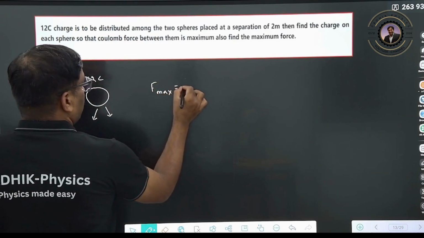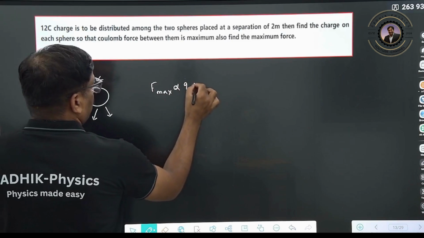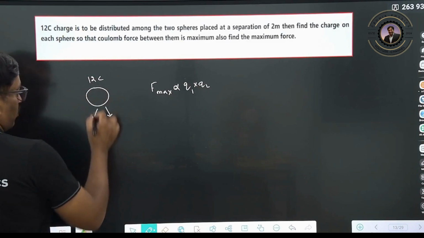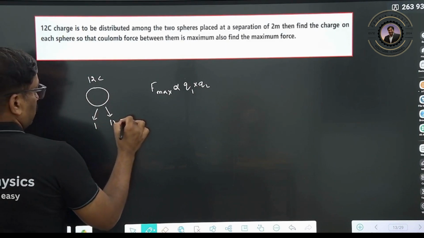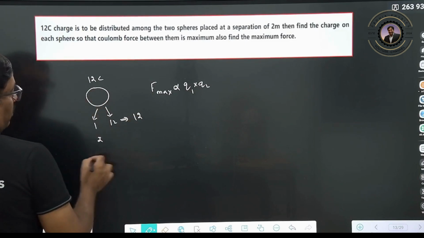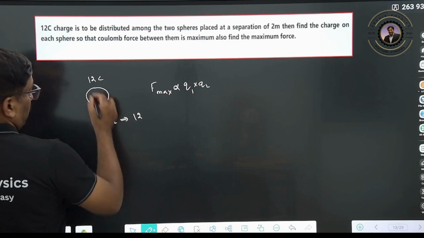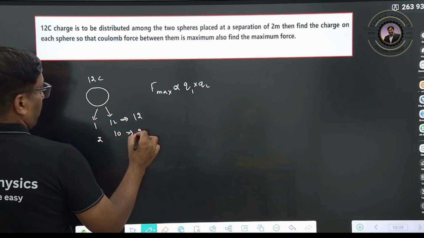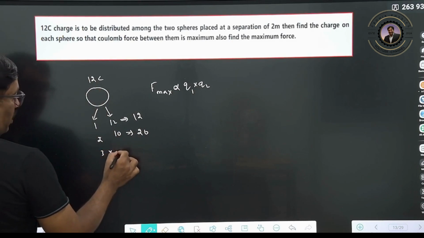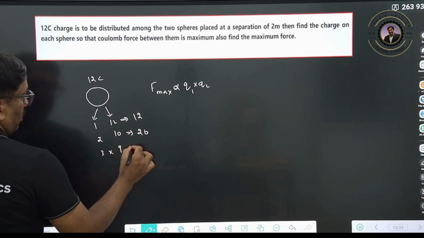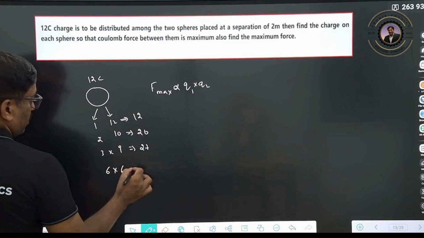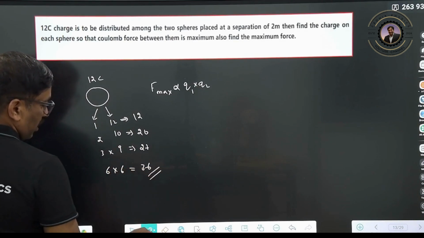The force is proportional to Q1 into Q2. When the product is more, the force will be maximum. Suppose I write 1 into 12. Then 12 becomes 2 into 10, so 20, because the sum must stay the same. Then 3 into 9, which is 27. Like this if you continue, you get 6 into 6, which is 36. Therefore here it will be the maximum.